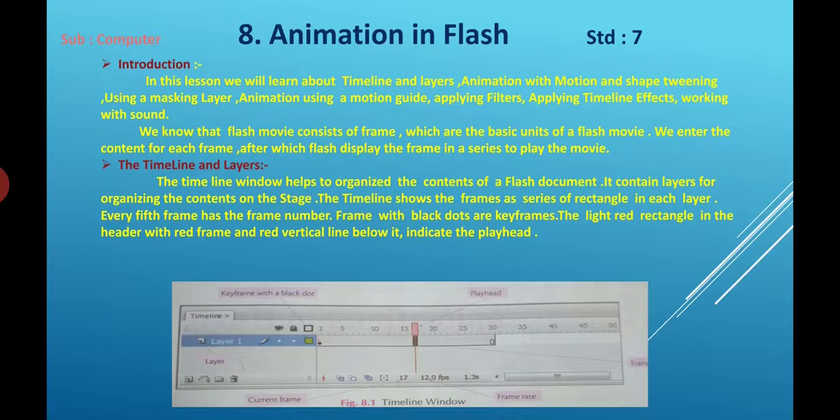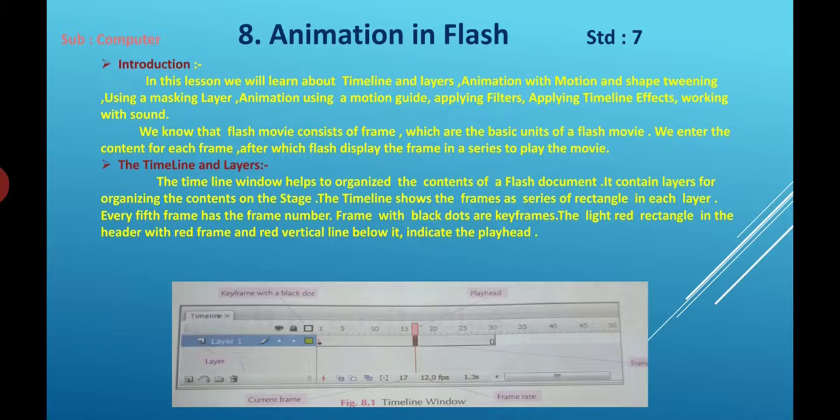The timeline shows the frames as a series of rectangles in each layer. Every fifth frame has the frame number. Frames with a black dot are known as keyframes. The light red rectangle in the header with a red frame and a red vertical line below it indicates the playhead, that is the frame currently on the stage.